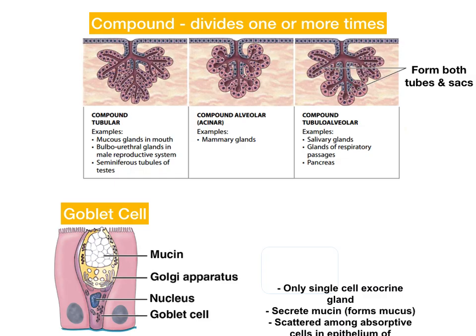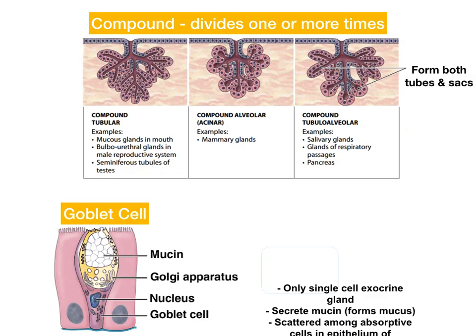We have our compound alveolar, which is our mammary glands. And then we have our compound tubuloalveolar, whose examples are our salivary glands, the glands of our respiratory passages, and our pancreas. Then we have a specialized gland called the goblet cell. The goblet cell is only found in the digestive tract. It's a unicellular exocrine gland, so there's only a single cell.